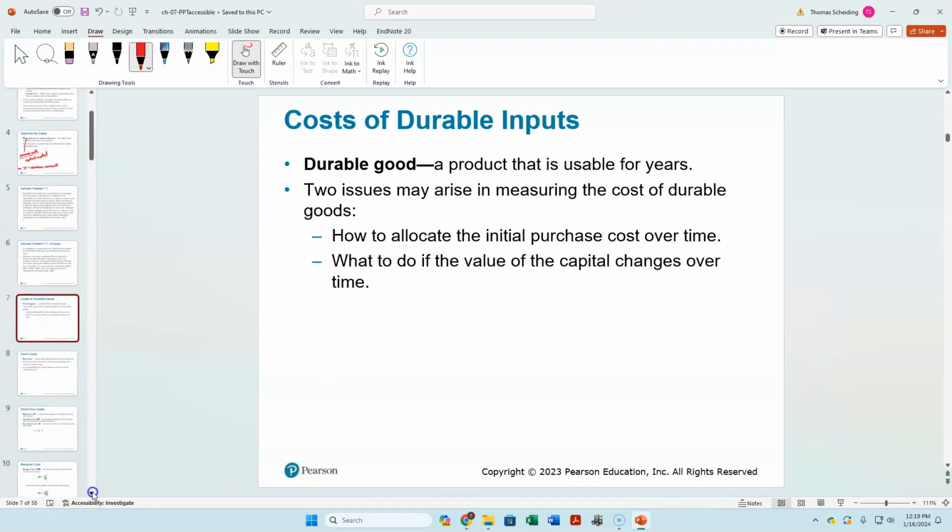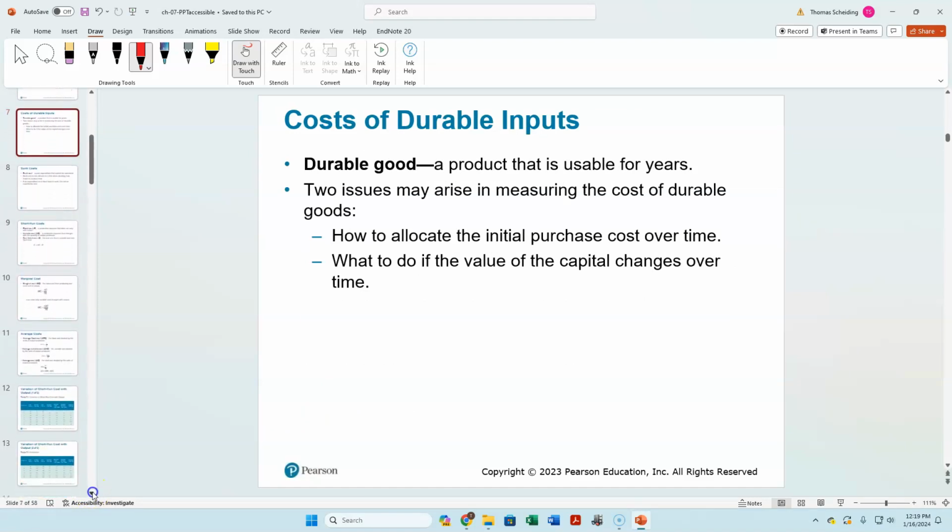Okay, so let's start to talk about these costs. So now we have this notion of, again, the explicit costs and the implicit costs. Now let's start to talk about the different types of goods that exist.